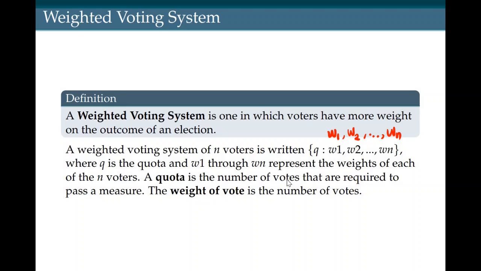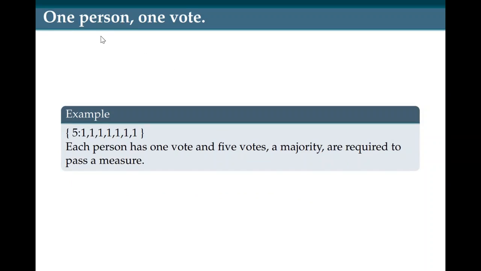A quota is the number of votes that are required to pass a measure. The weight of the vote is the number of votes. We have various voting systems. One is one person, one vote.